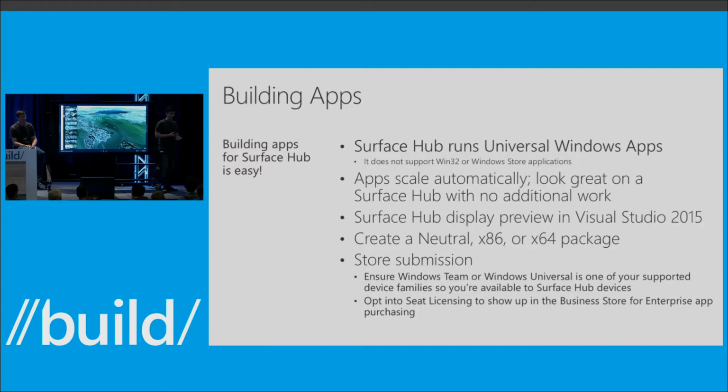And the second one is seat licensing. The idea is, because this device is going to be for enterprises, we expect that IT pros and admins will go and buy apps or just download apps on the business store and then deploy across the company. So if you want to be part of that, if you want to deploy to the business store, you need to opt into seat licensing so that the admins can do that. So that's great.